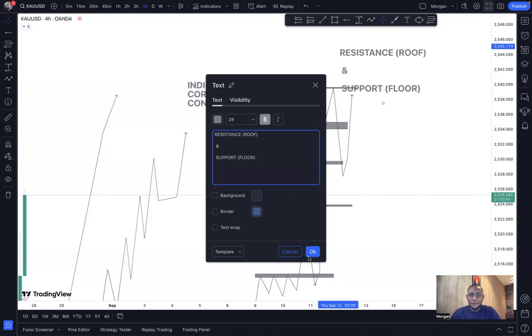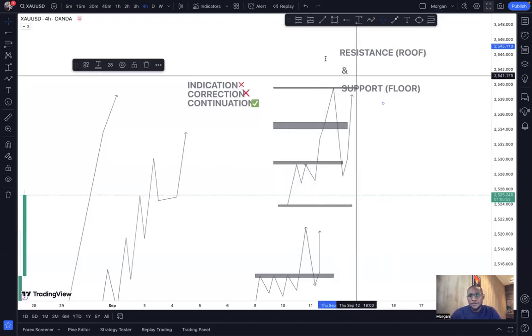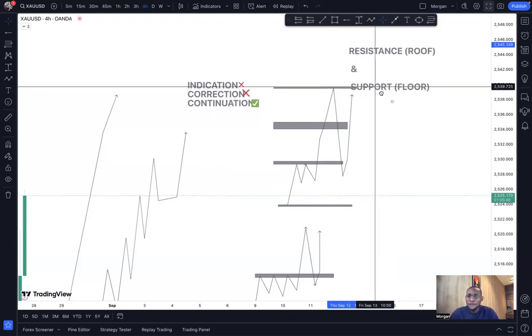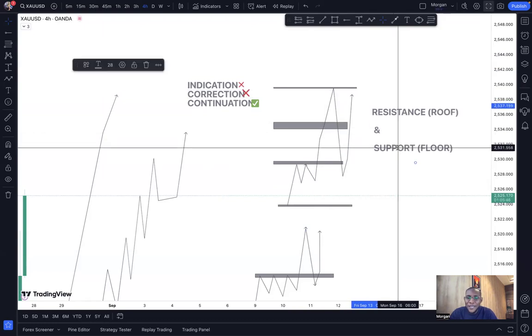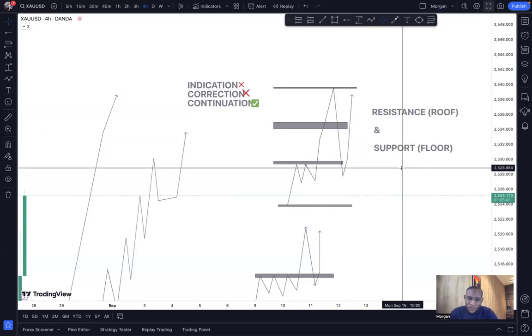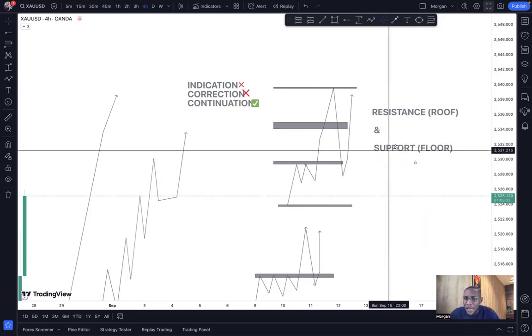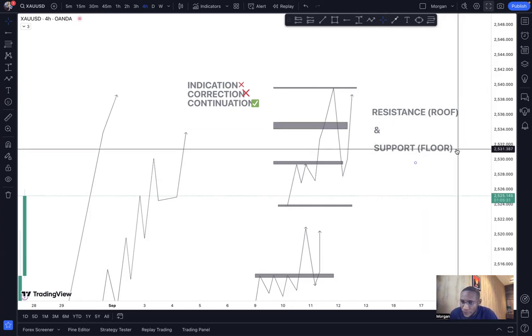I know that the names resistance and support sound more forexified, like you are into Forex. But as a beginner still trying to learn this, the best way to say it to yourself, for it to make sense, is by calling resistance roof and calling support floor. It makes more sense to you. It's easier to understand that way. So resistance is roof, support is floor.